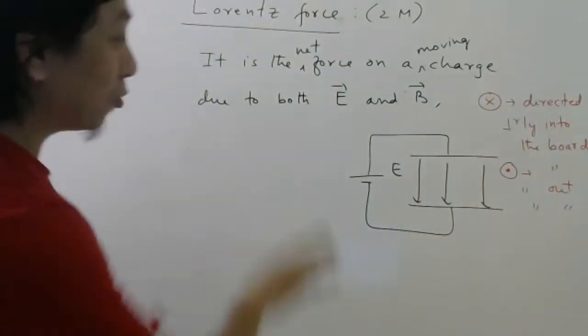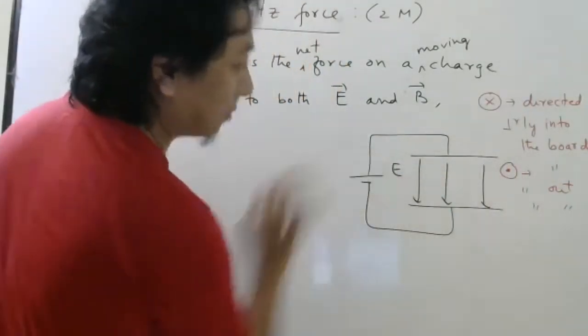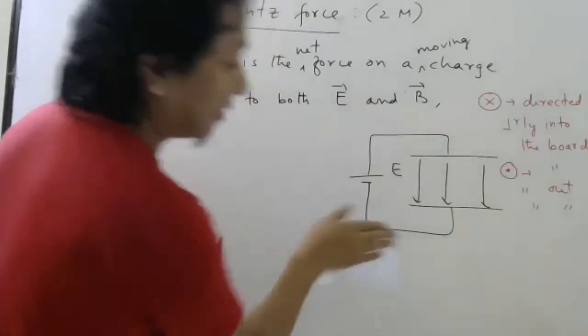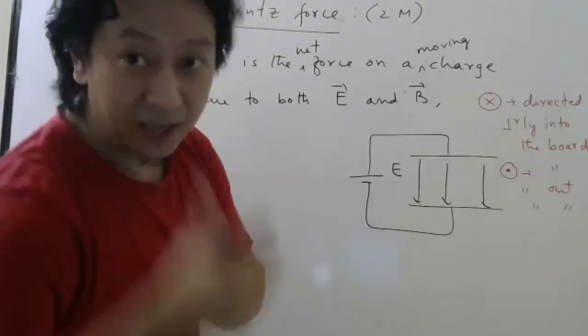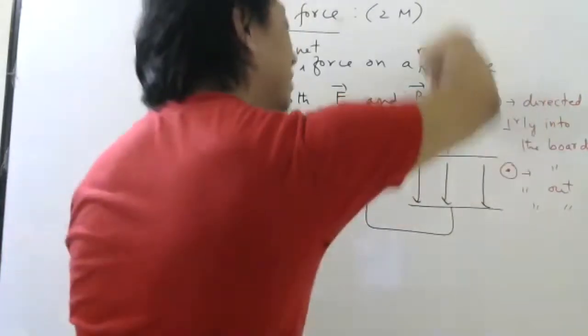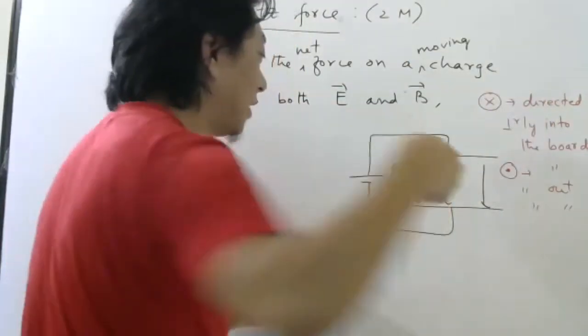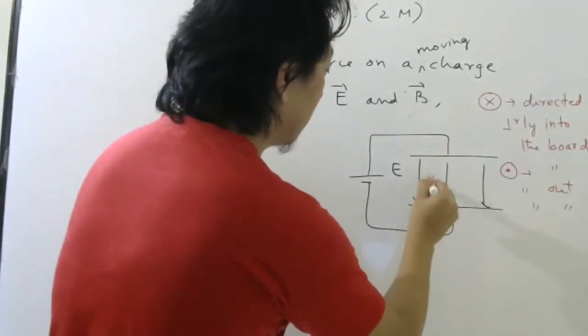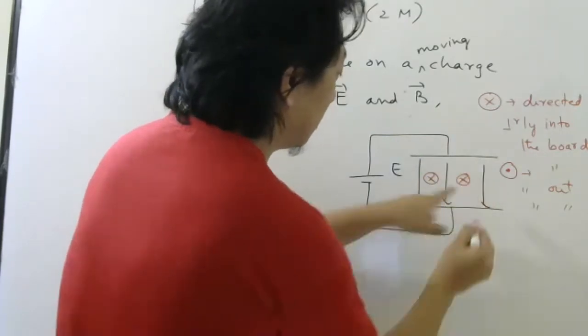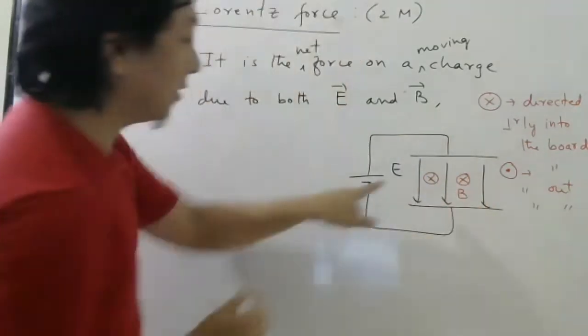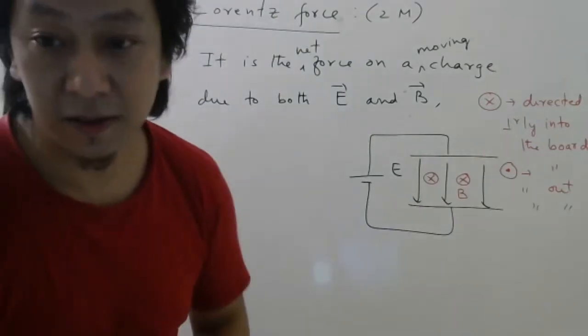Okay, students. So what I will do now is I have put this battery, so there is an electric field like this. Then you take one magnet, keep the north pole here, south pole that side. So there will be a magnetic field this way. Cross. So this is the magnetic field. This black is the electric field.